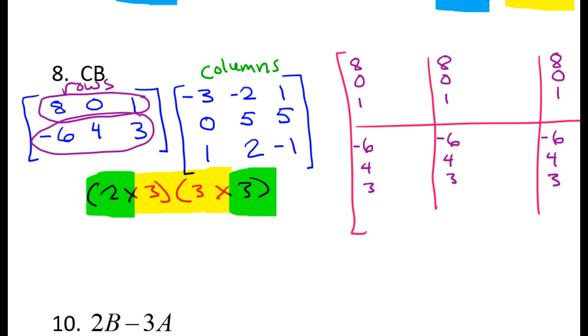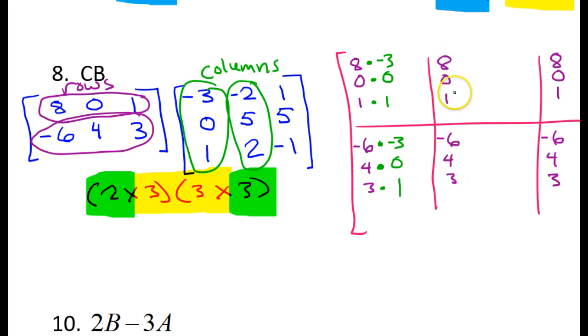Okay, so that's it for the rows. Now I'm going to switch over to columns. The first column is going to go down the first column. So -3, 0, 1, and this is all multiplication. Okay, the second column will go down the second column. So -2, 5, 2.